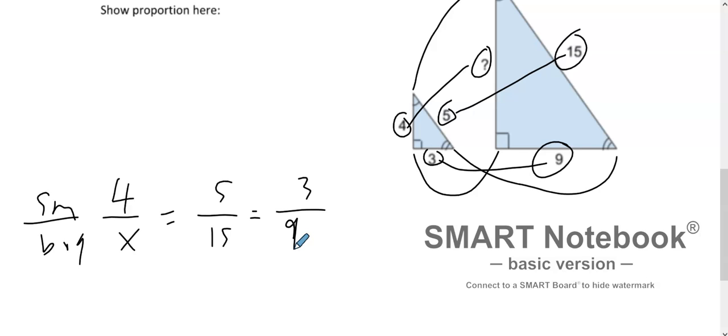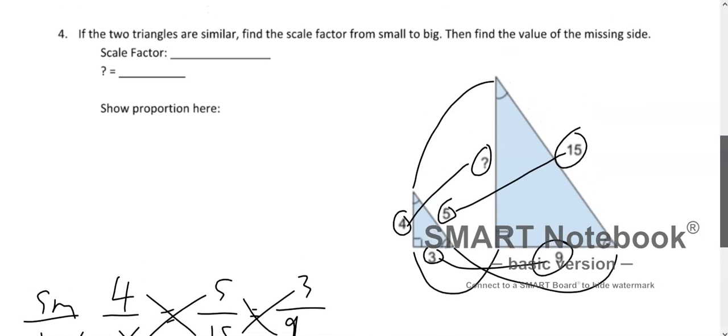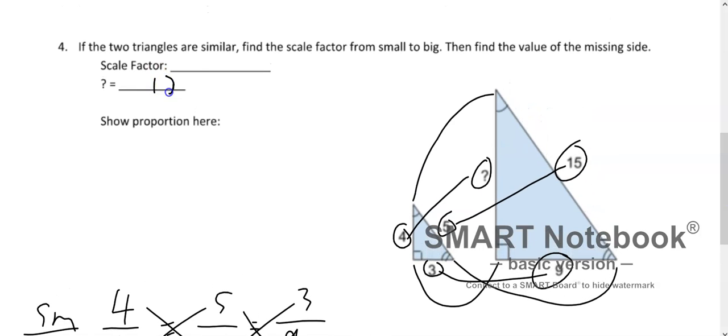Now, we got to check and see if they're proportional here. So if I just do this, I get 45 equals 45. Right? So now I can do the same thing here. 5x equals 4 times 15, which is 60. So x is 12. Or the question mark is 12.